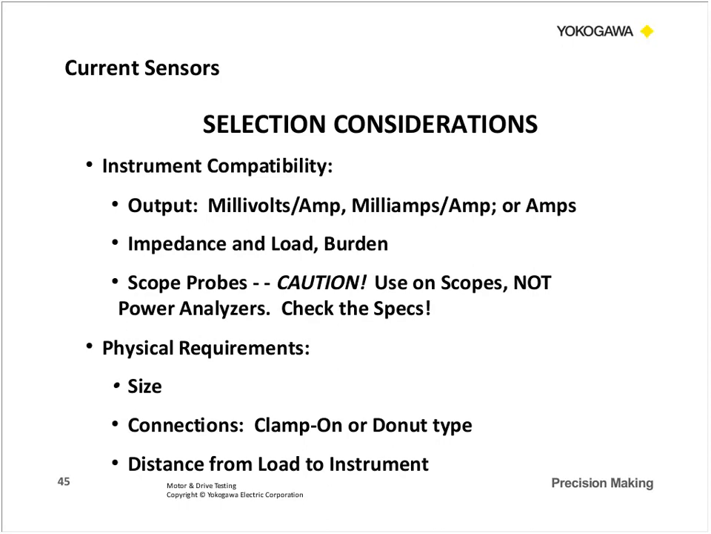And scope probes, I said caution, use on scopes, typically not on power analyzers. You've got to check the specs on these things very carefully. They're handy, they're nice, but may not meet our measurement requirements. Then you've got to think, of course, about your physical size, connection type, clamp-on or donut type, and like I was talking here a little bit, the distance from the load to the instrument.